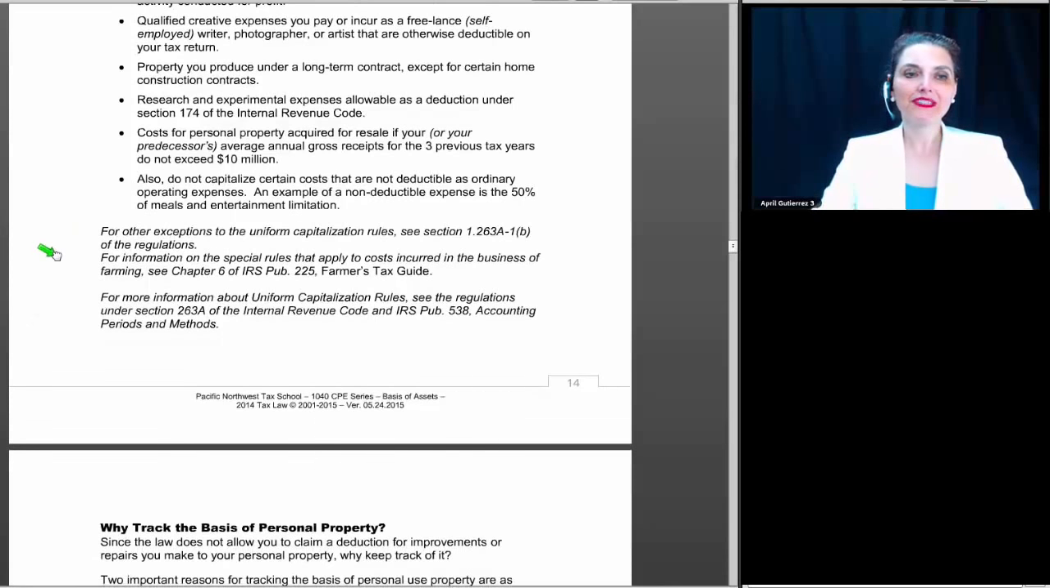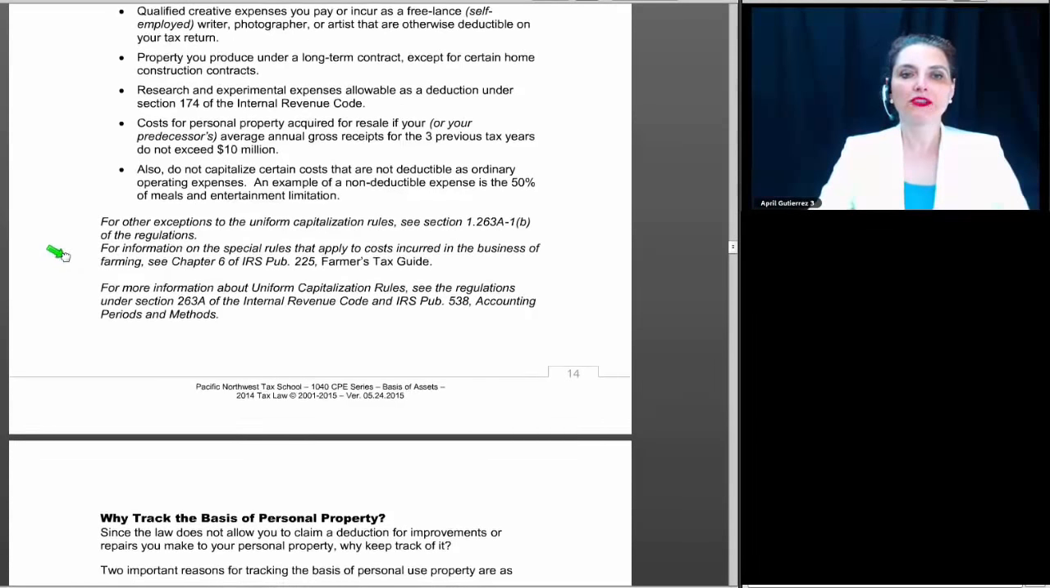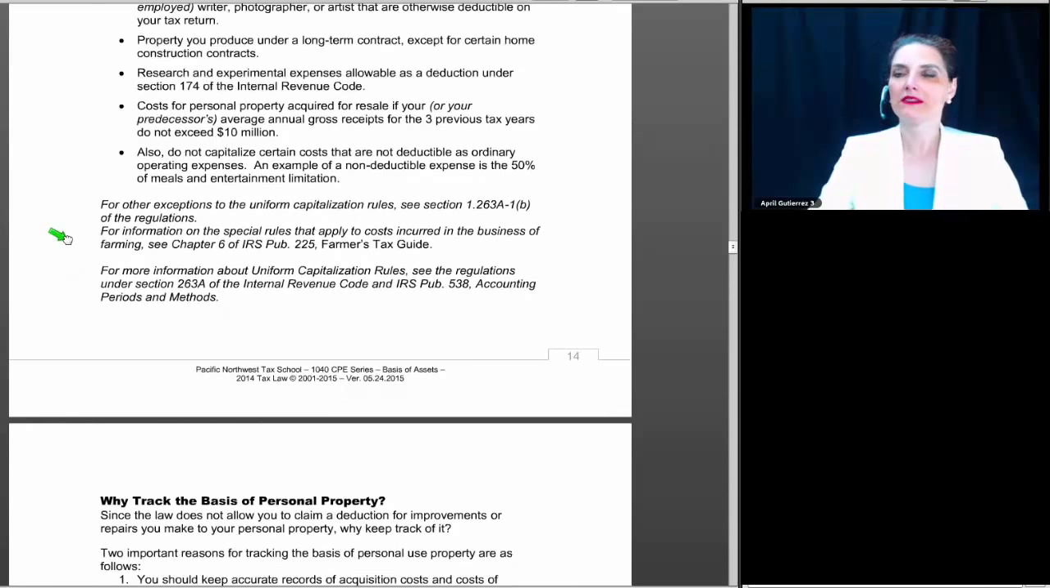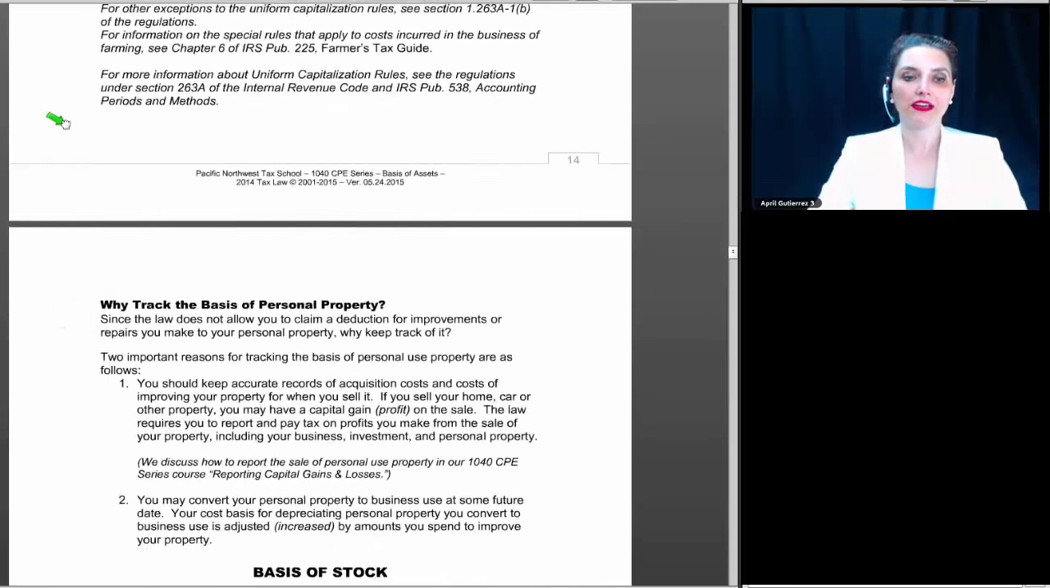Now, for other exceptions to the uniform capitalization rules, you can see Section 1.263A. And for information on special rules that apply to costs incurred in the business of farming, you should refer to the IRS Farmer's Tax Guide, which is Publication 225.